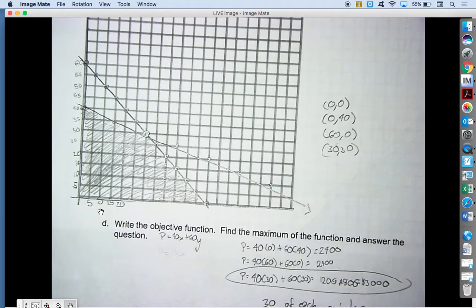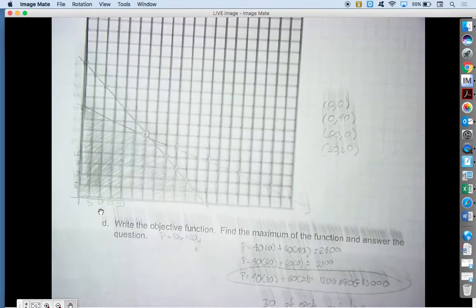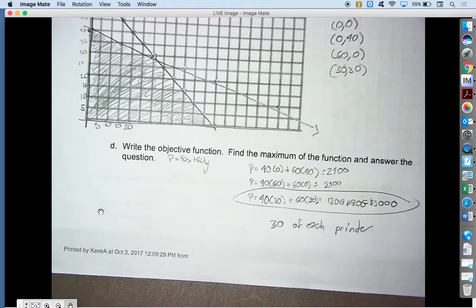That's my graph. I counted by 5s to make it more visible, not too small. The vertices are (0, 0), (0, 40), (60, 0), and (30, 30). And the objective function was P equals 40x plus 60y, which is $40 for the inkjet printer and $60 per laser printer.